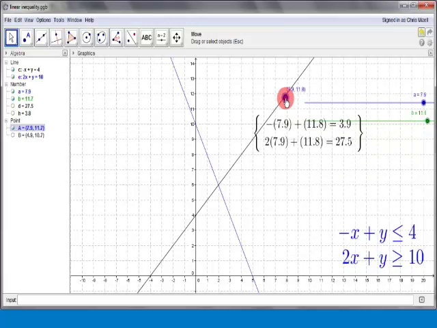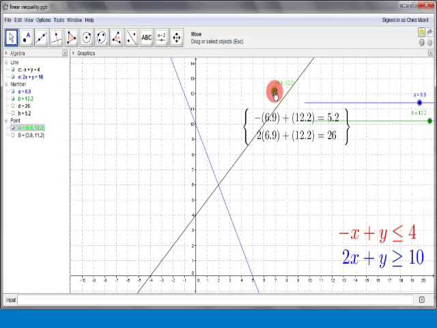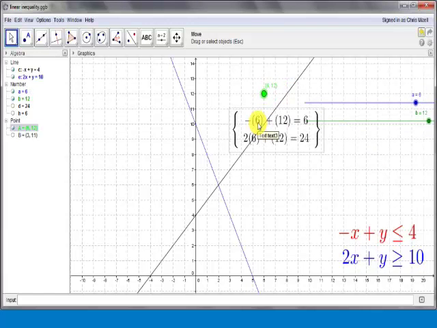Now, if we move to the other side of the line, then pretty sure it makes it false. Negative 6, that's the point (-6, 12), so negative 6 plus 12 is 6. Is that less than or equal to 4? No. 6 is not less than or equal to 4. So I don't want to go below the blue line.